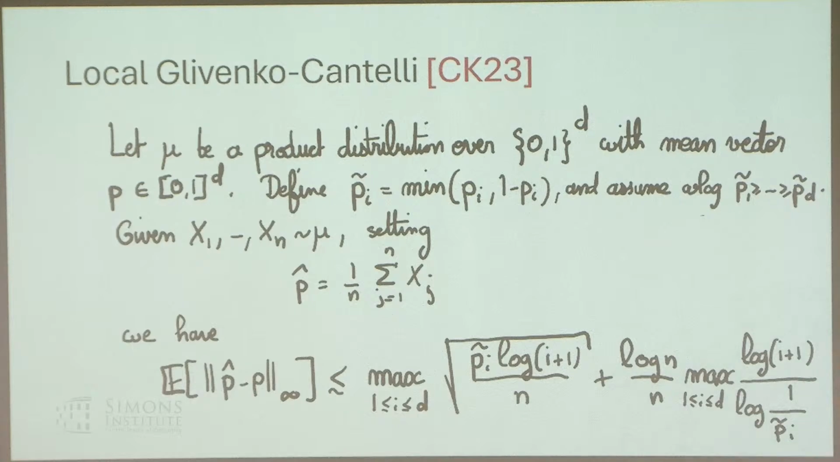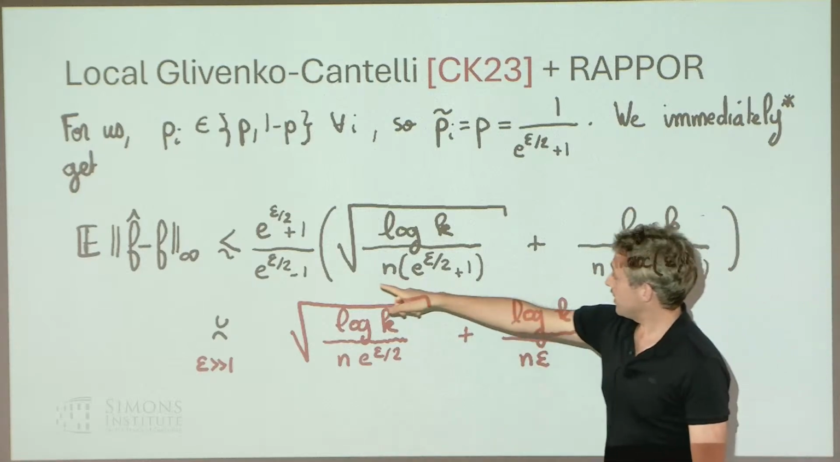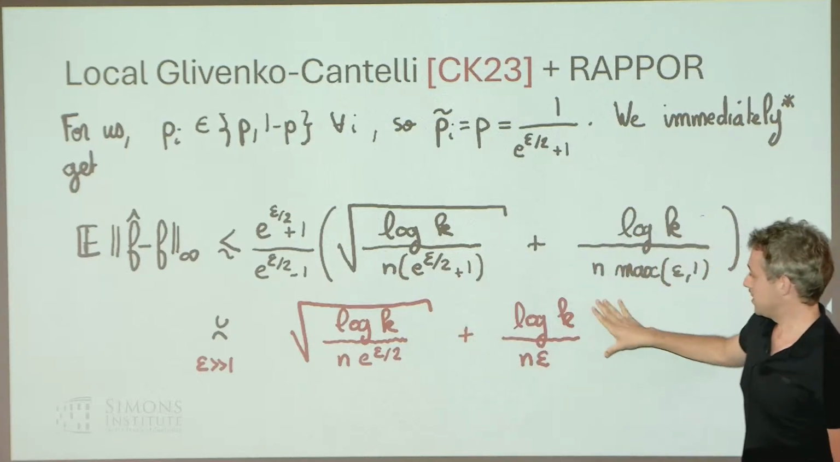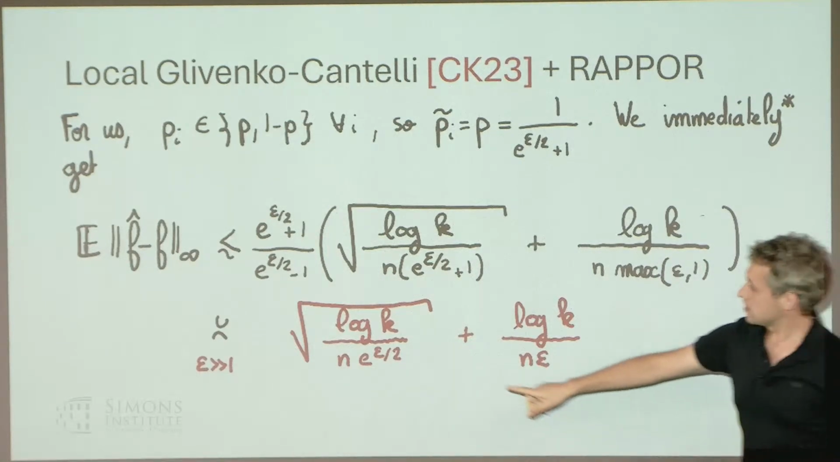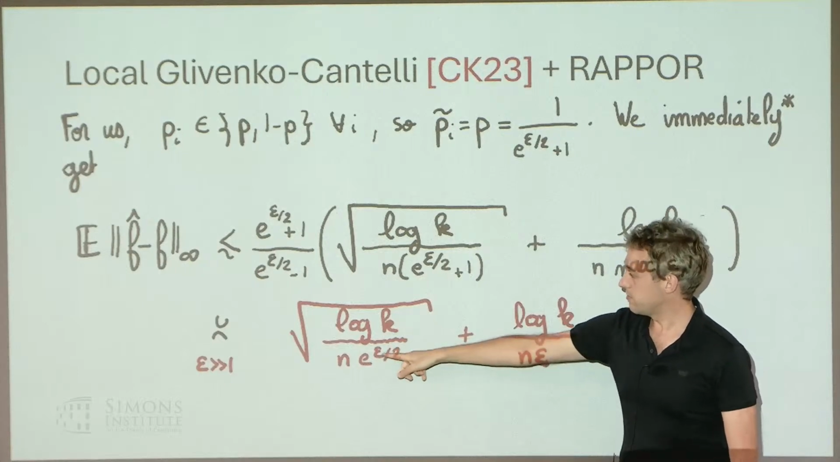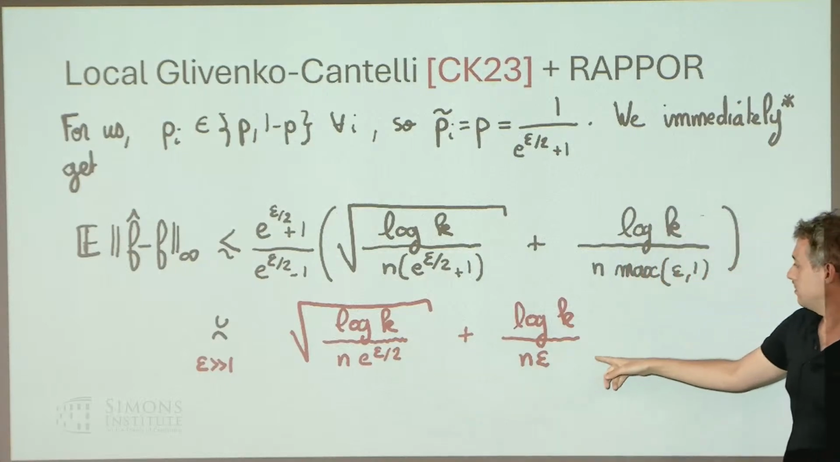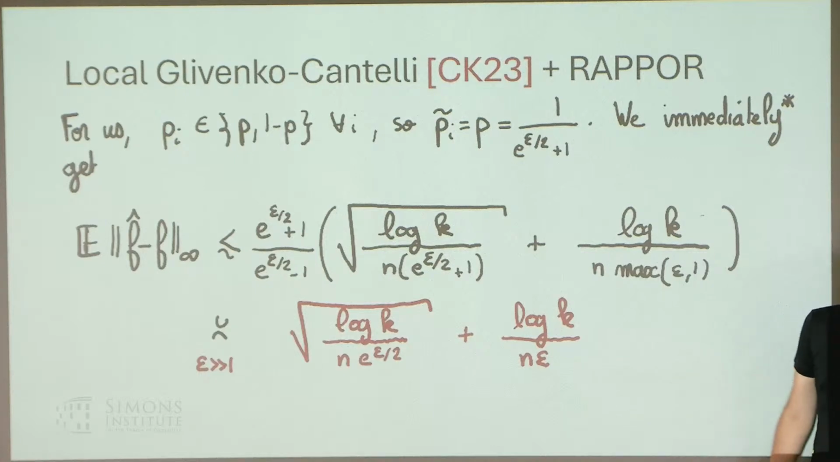But what does that mean for us? We're in a very simple setting. All the parameters are either, again, p or 1 minus p. If you just plug that directly into this bound, here's the expression you get. So the expected L infinity error is basically the max, for large epsilon, of square root of log k over n e to the epsilon over 2, and log k over n epsilon. And of course, the previous bound still holds, so you should take the min of the two things.